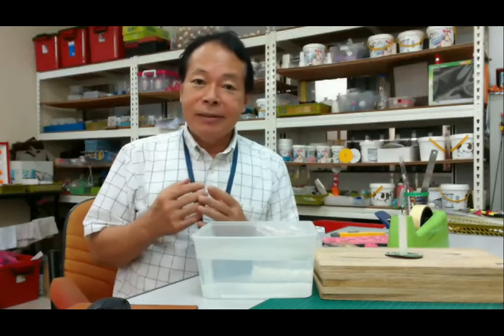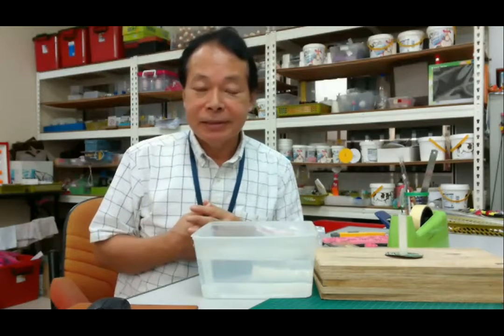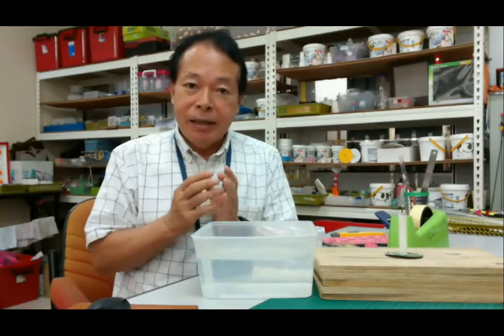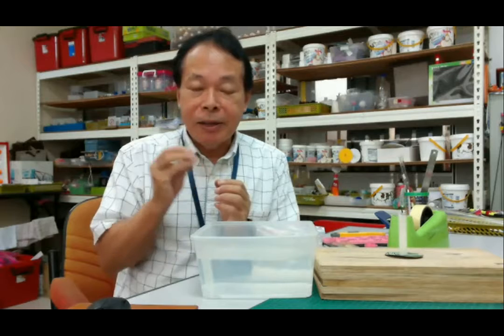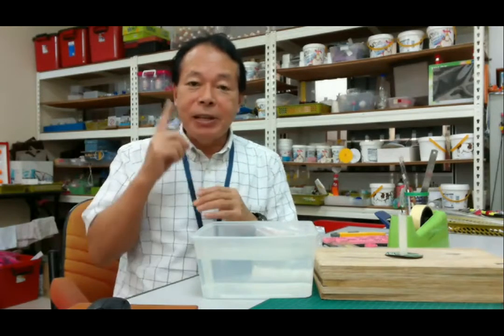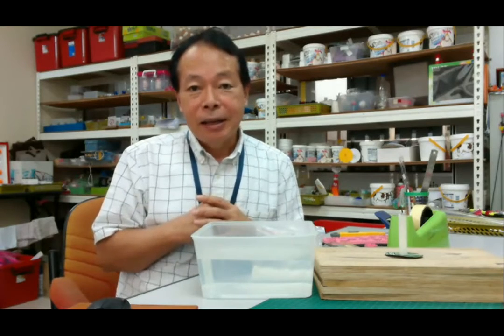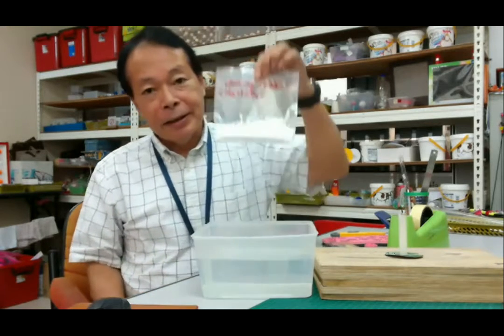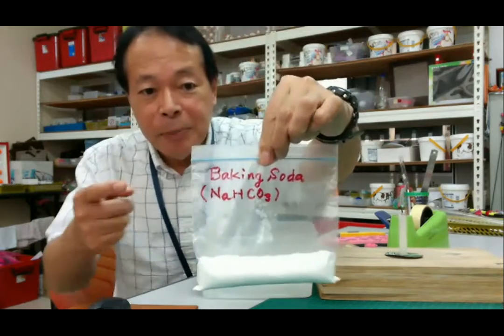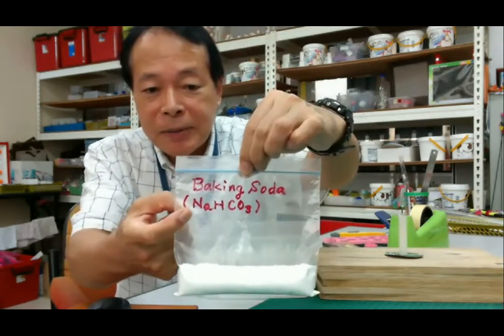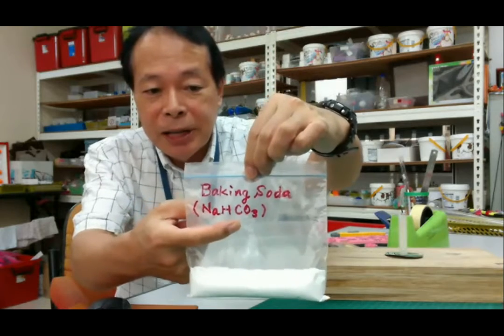Have you ever tried making bread? When we are making bread, first we need flour powder. Then put some salt, and then if you like, put some sugar. Then we need one more chemical. It's baking soda. In chemistry, we call this sodium hydrocarbonate.